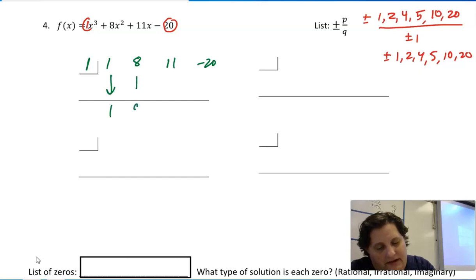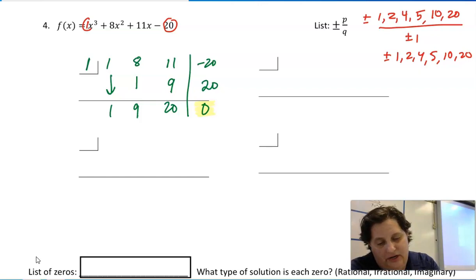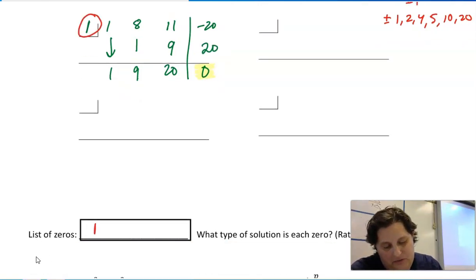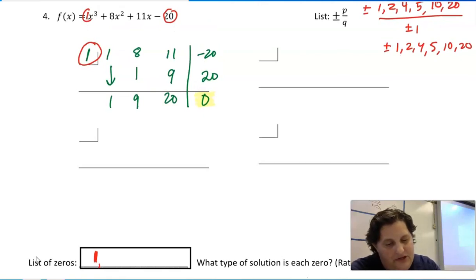1 times 1 is 1, that's 9. 9 times 1 is 9, that's 20. 20 times 1 is 20, that's 0. I really love it when I get lucky on the first try. So, you know, I put all these different boxes here just in case we needed to do a bunch, but I found it on my first try, so I'm good. So my first solution is 1. Nice. Now I'm going to take this and make an equation out of it.